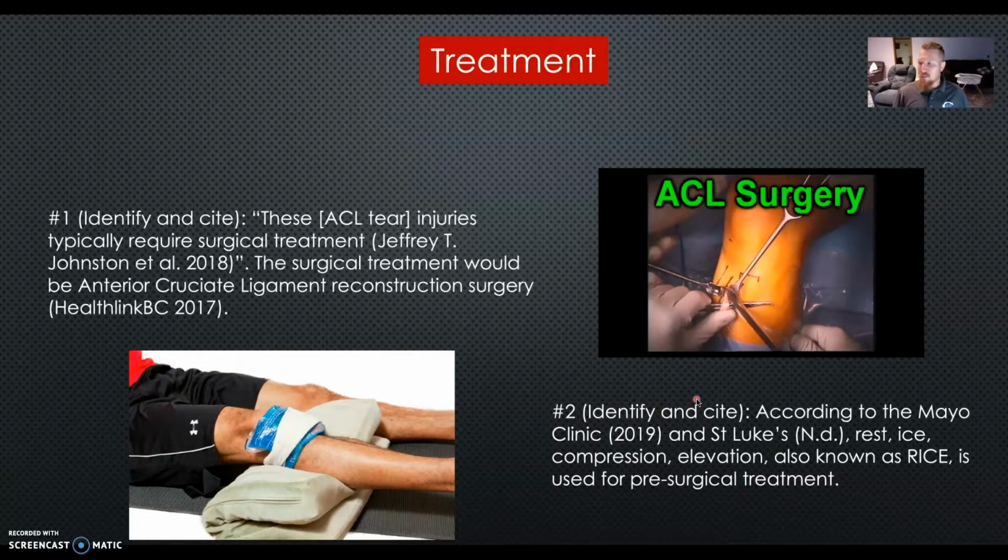resting, icing, compressing the injury, and elevating that injury so that we can prepare a patient or an athlete for surgery if that's the way that they're going to be going for their treatment.